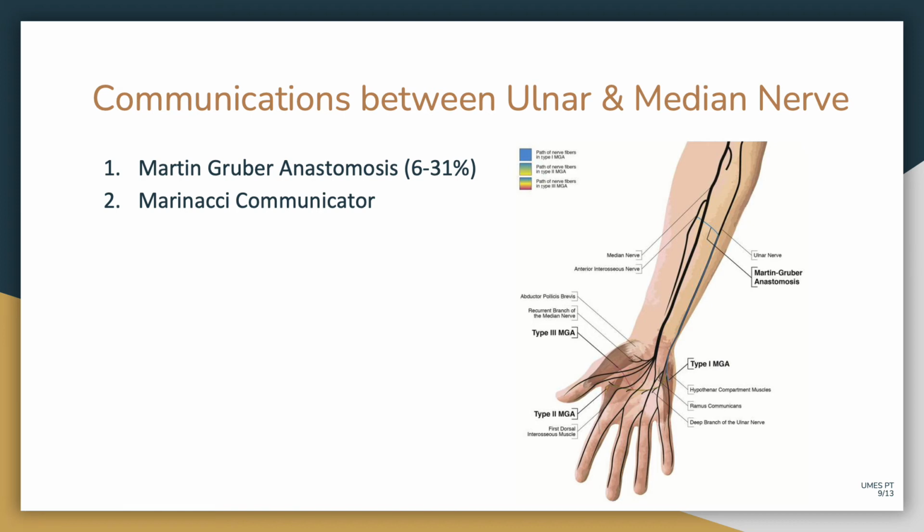And then listed below, extremely rare, is the Murray-Thomas-Bradley communicator. It is also known as a reverse Martin-Gruber because in this case, the ulnar nerve would communicate to the median nerve. But this is very rare.